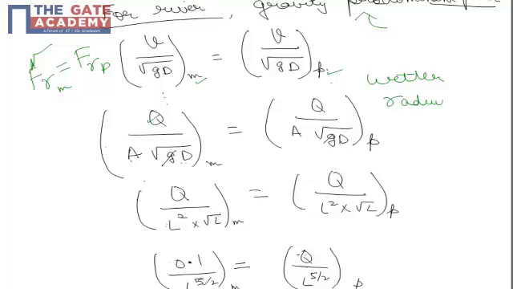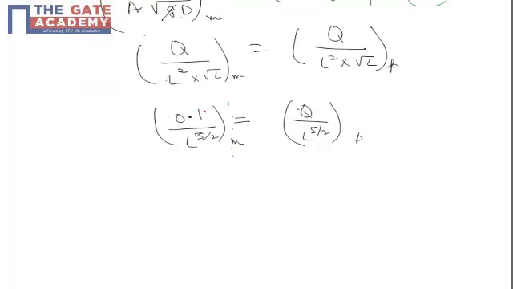radius or hydraulic mean radius, to be the correct scientific term, which is defined as the ratio of area to top width, can also be modeled in dimensions of length, making the final relation as 0.1 L raised to power 5 by 2 equal to Q L raised to power 5 by 2 for the prototype.